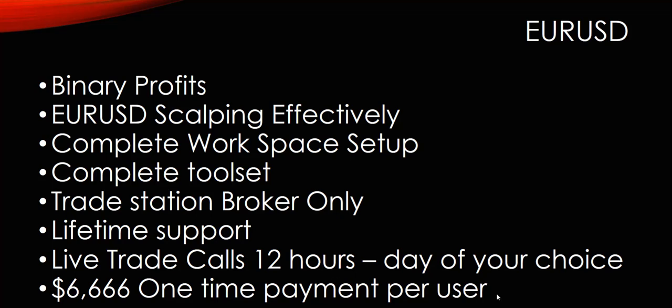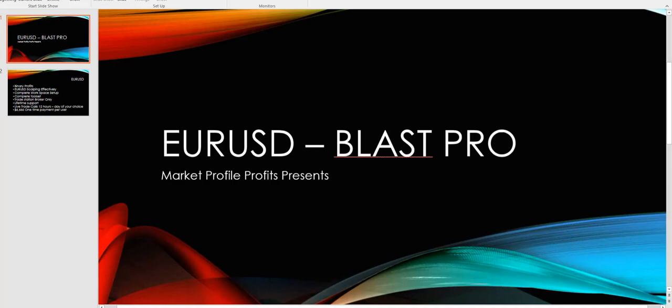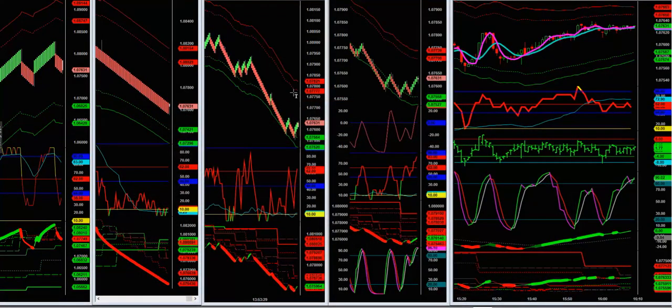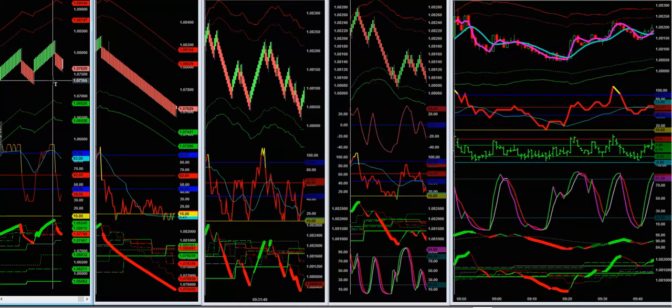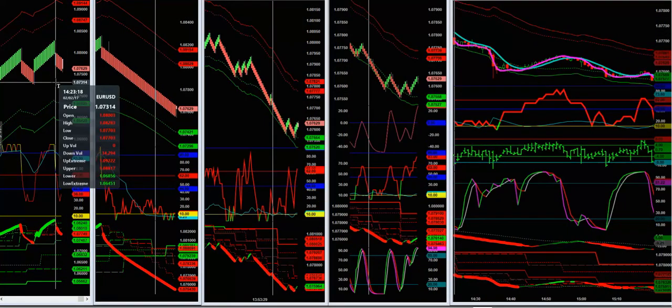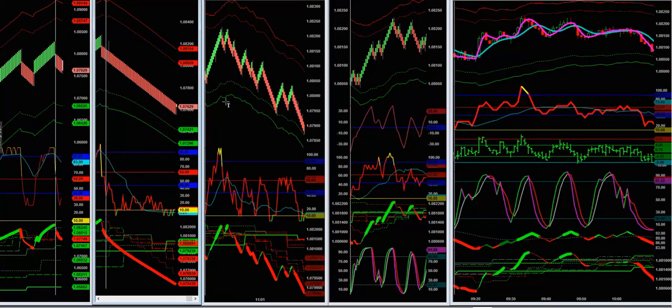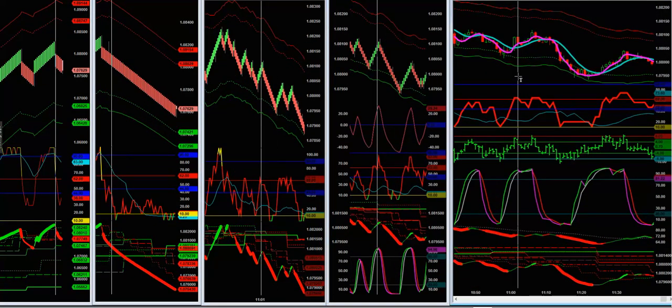So let's get started. This is the system you are going to be getting. Logic is pretty straightforward. The system has been tuned to the vibration of EURUSD. On the left side, you have a larger time frame trend. Which direction is market moving? Mid-size, faster, faster, and going down to 1 minute trend.